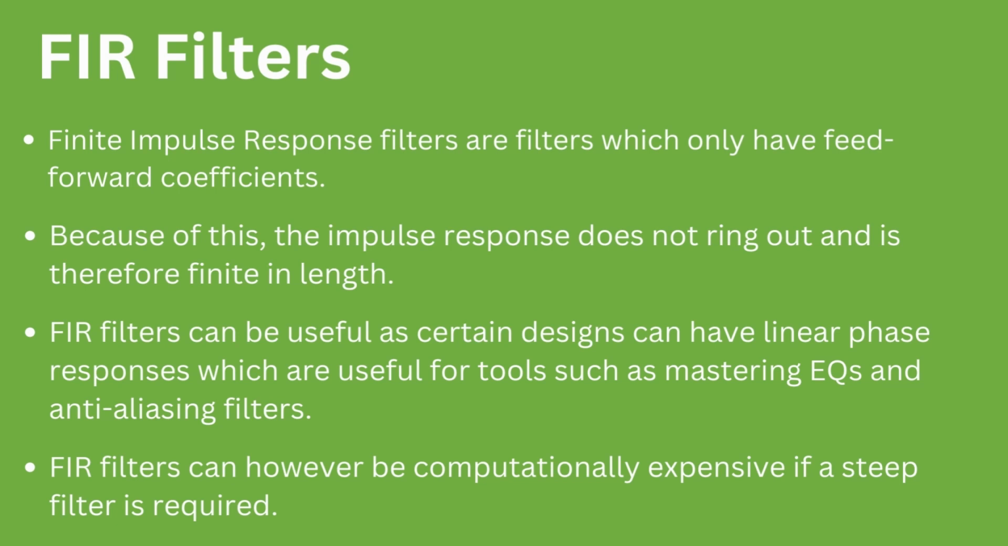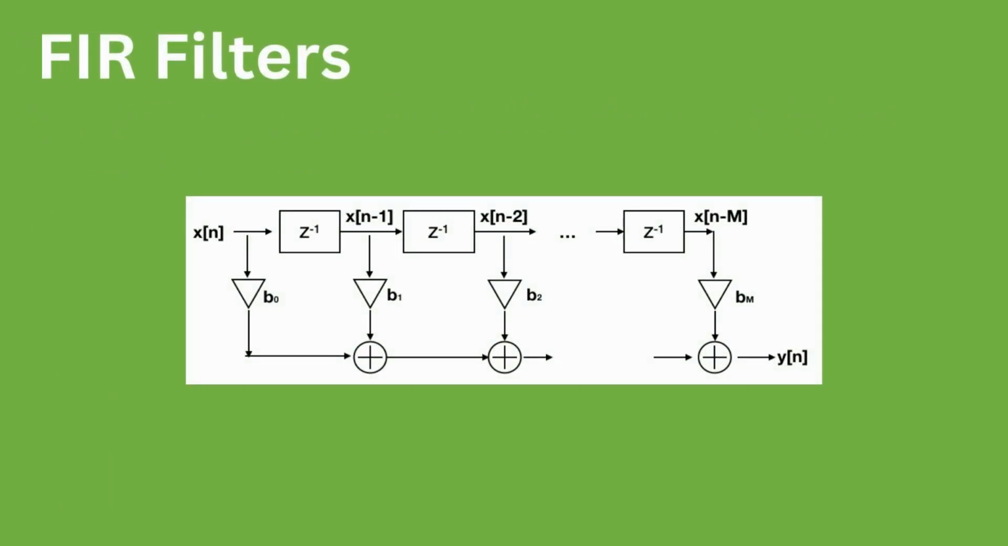FIR filters are useful as they are easy to implement and can be designed to have a linear phase response, which is desirable for certain tools such as mastering equalizers and anti-aliasing filters. However, they can be computationally expensive when a particularly steep filter is required. This diagram shows an example filter structure of an FIR filter. Previous input samples are saved and multiplied by their relevant coefficient. Those samples are then summed to calculate the filter output.